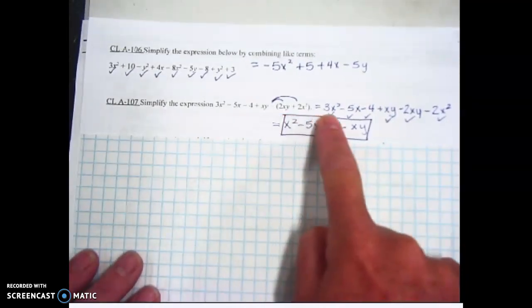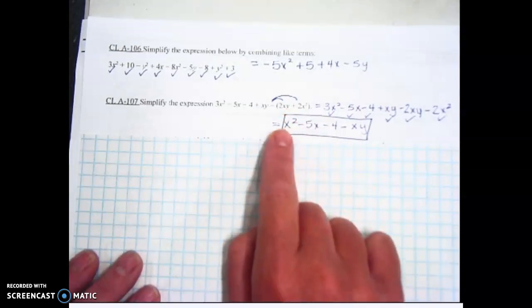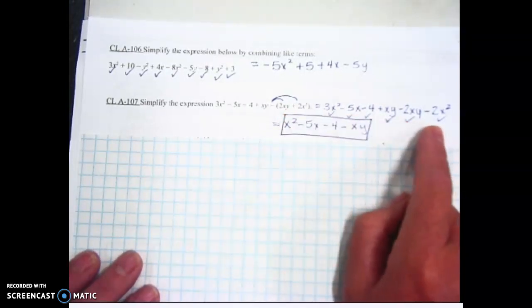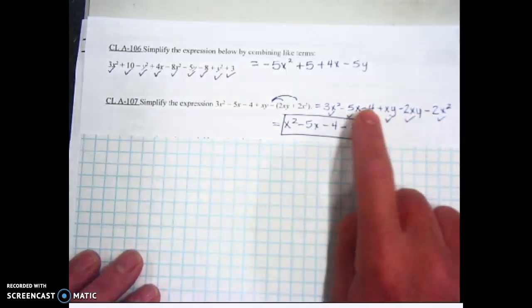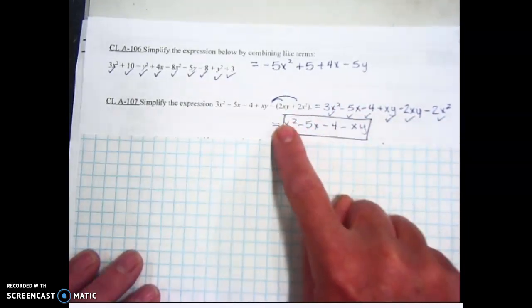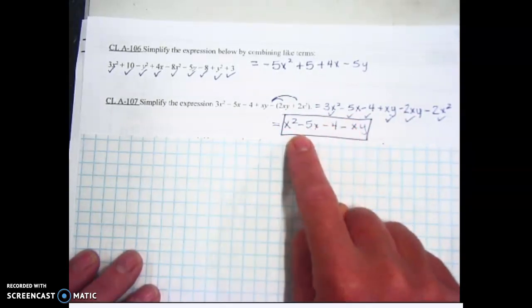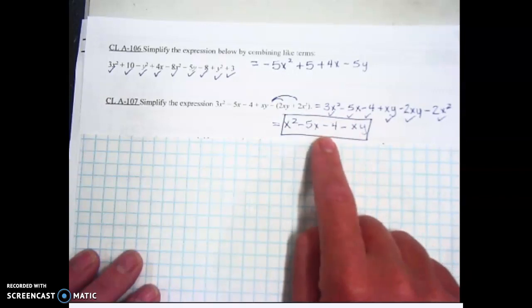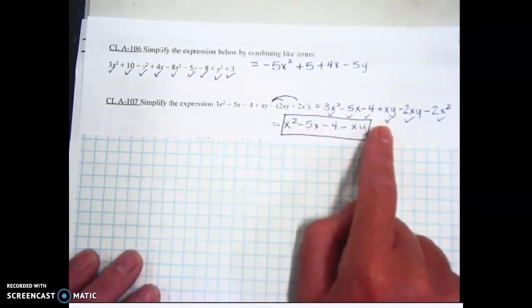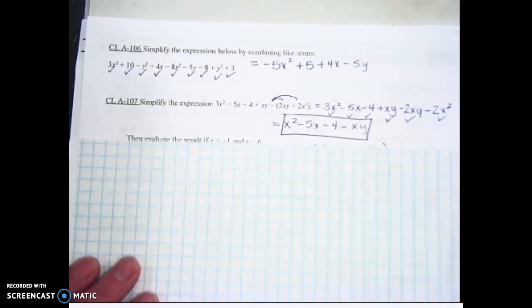Same thing. I distributed first here, distributed that negative sign, then I looked for my like terms, and I checked them off as I used them. So I had a 3x squared and a minus 2x squared, which is x squared. I had a negative 5x, so that's there. I had a negative 4, that's there. I had a plus xy and a minus 2xy, which gives me a negative 1xy.